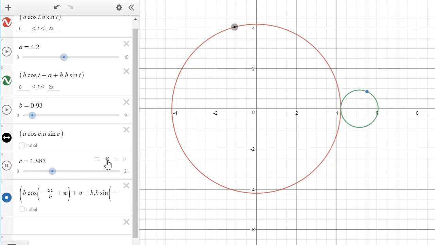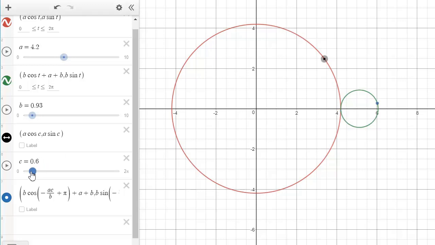So now let's put C back to 0 and let's slow it down. Let's slide it back to 0 and press play. Look at one revolution of the small circle. One revolution of the small circle would take the particle in the big circle to be here, which is more realistic. So this length here is really the circumference of the green circle.